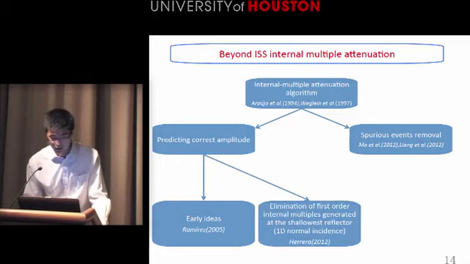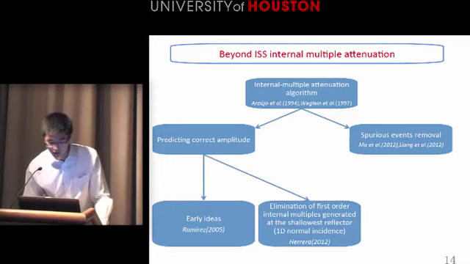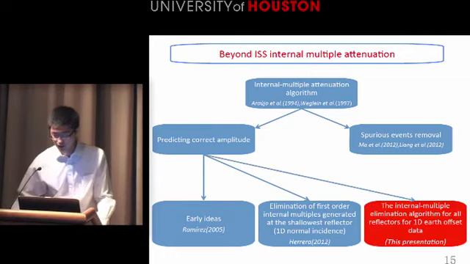My colleague Herrera in 2012 gave an elimination algorithm of first-order internal multiples generated at the shallowest reflector for a 1D normal incidence case. In this presentation, I'm going to give an internal multiple elimination algorithm for all reflectors for a 1D Earth with offset data.